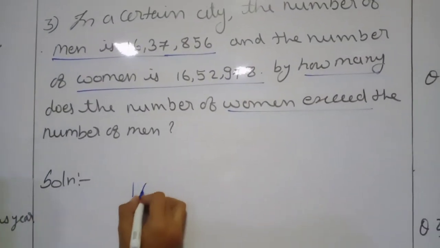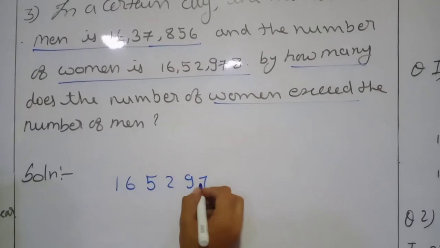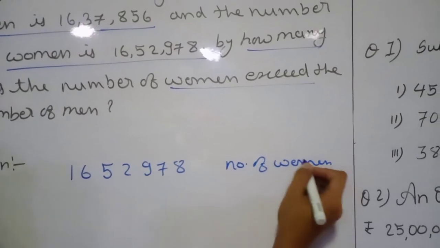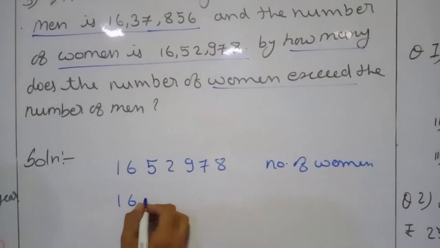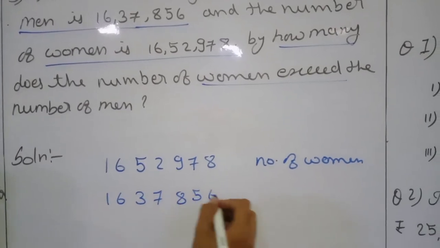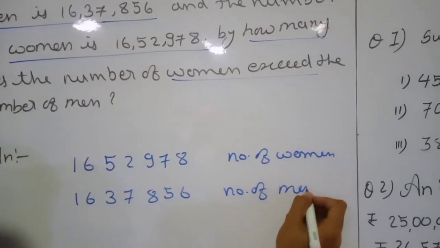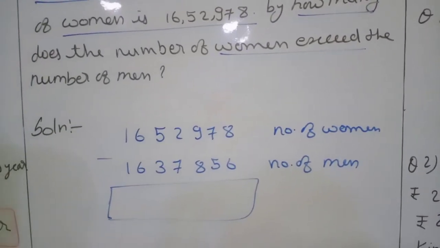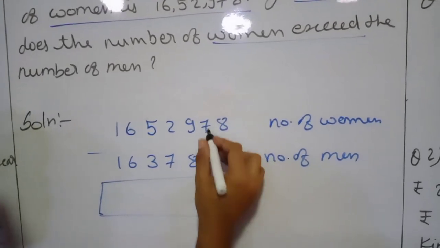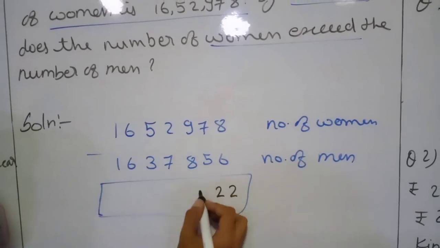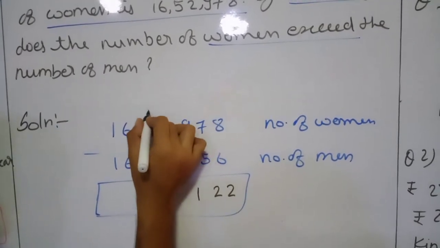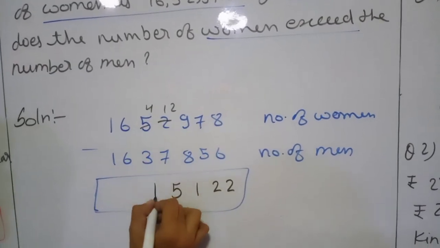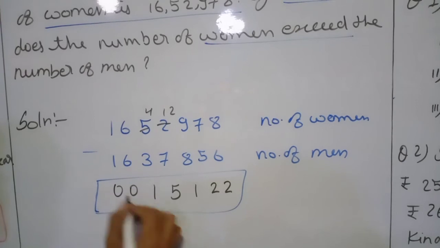The bigger number, 16,52,978, is the number of women. The next one, 16,37,856, is the number of men. Do the subtraction. 8 minus 6, 2. 7 minus 5, 2. 9 minus 8, 1. 2, borrow 1 from 5, which becomes 4. This 2 becomes 12. 12 minus 7, 5. 4 minus 3, 1. 6 minus 6, 0. 1 minus 1, 0.